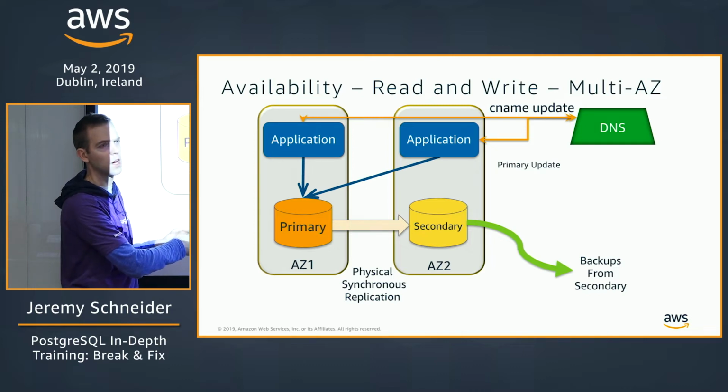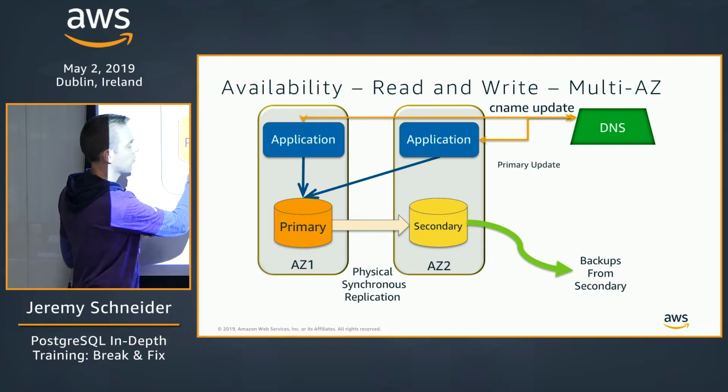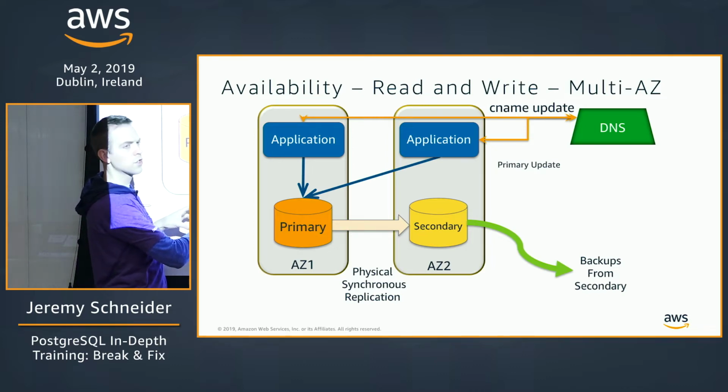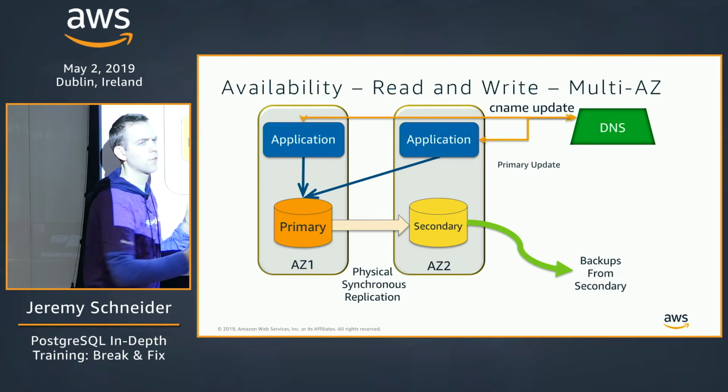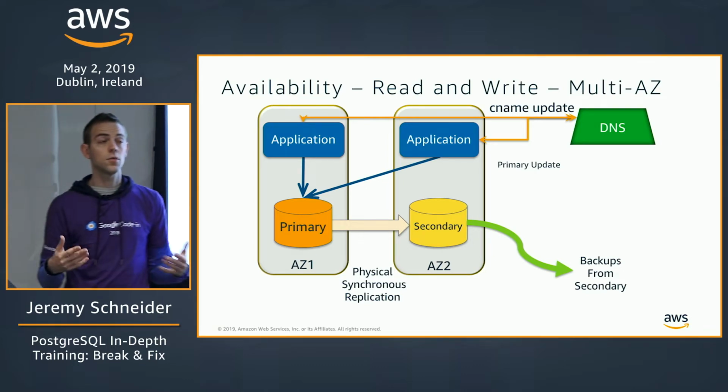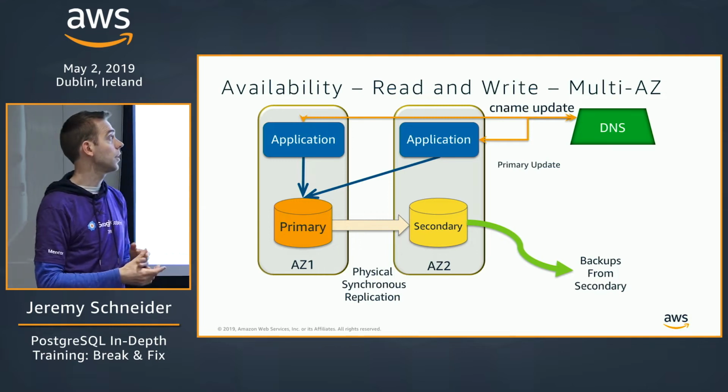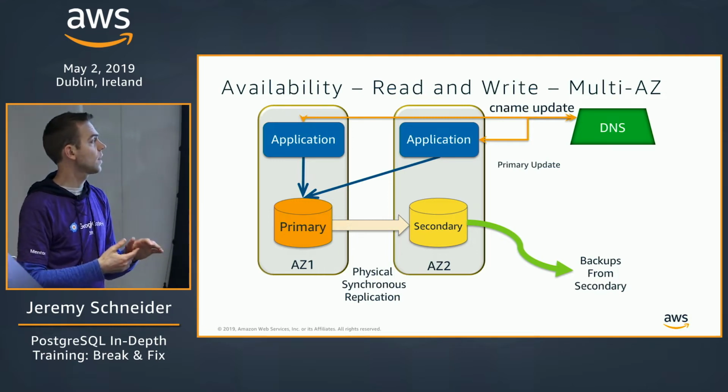The database is just doing I/O to a block device. But when the database does a block write, the storage layer is going to take that block, ship it over to the other AZ, and it won't acknowledge the write until both EBS volumes have the write down on disk. That's going to become increasingly important as we go on later. So that's how Multi-AZ works.